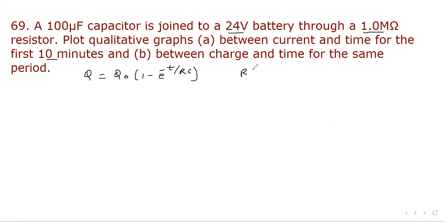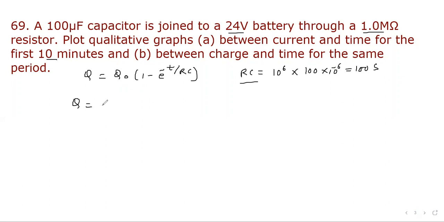Here we can evaluate RC. So resistance is given 1 into 10 to the power 6, into capacitance 100 into 10 to the power minus 6. So it is 100 seconds. So we have got RC. So time is given as 10 minutes. So we can find the value of charge Q equal to Q0.